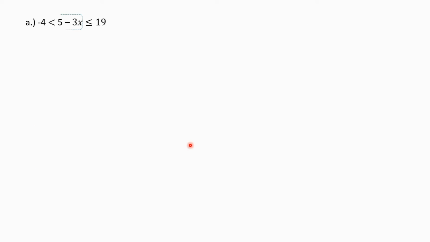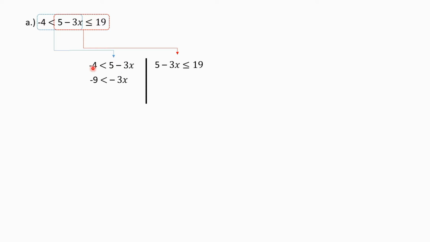So here, in letter A, we have two inequalities. Then we are going to separate them. This one, which is negative 4 less than 5 minus 3x. Then this one, the red one, which is 5 minus 3x less than 19. Okay, we are going to solve this one.